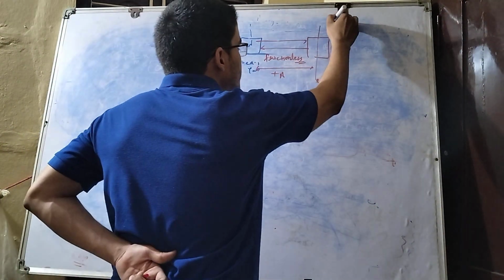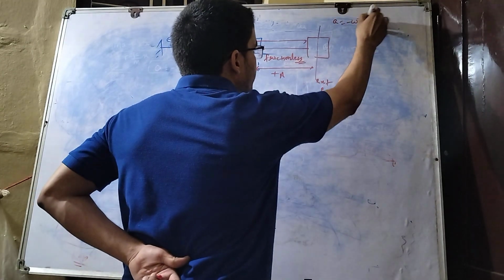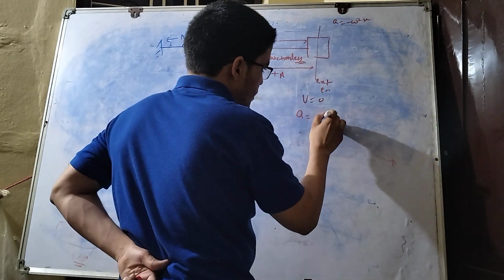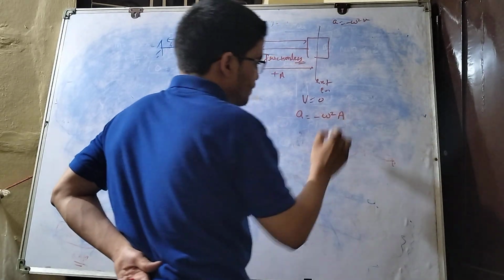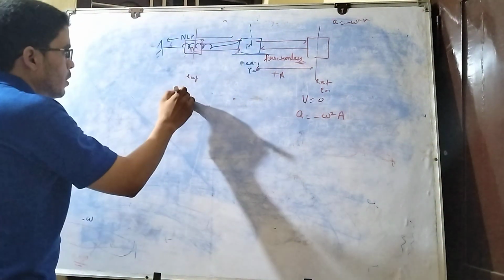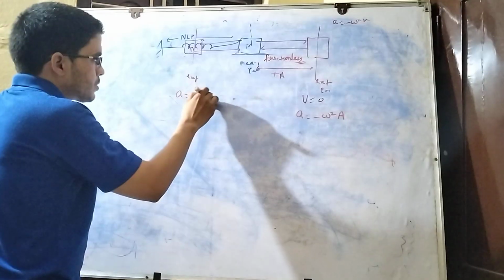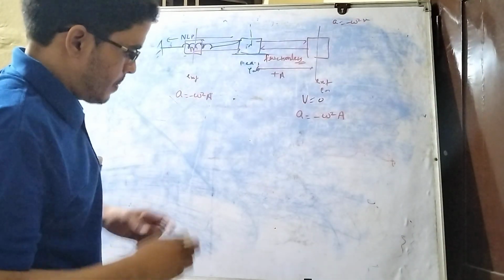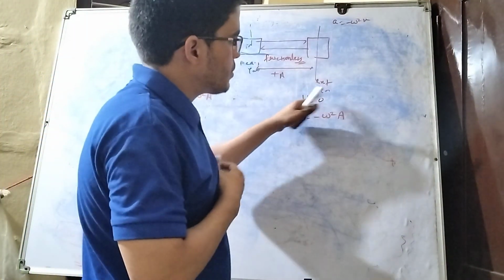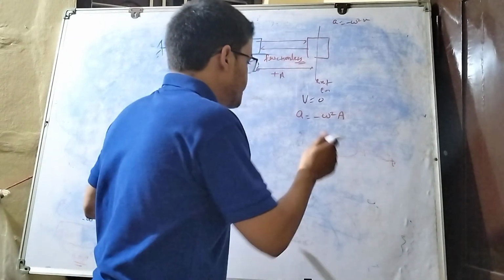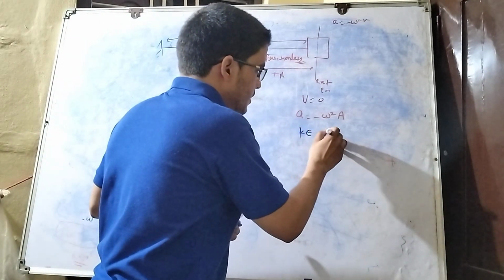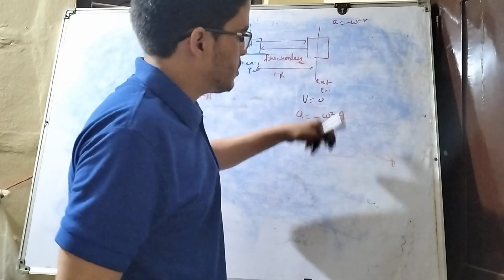So I told you a equals minus omega square x. So what is the value here? Sir, minus omega square A. Here also, what is the value? Minus omega square A. What happened? You tell me, if velocity is 0, what about kinetic energy? I think it is 0, because half mv square is 0.